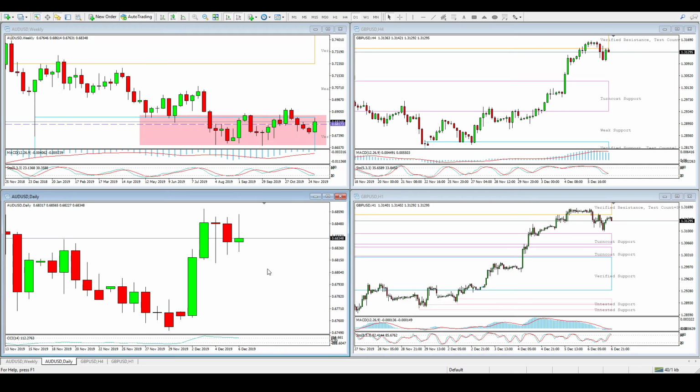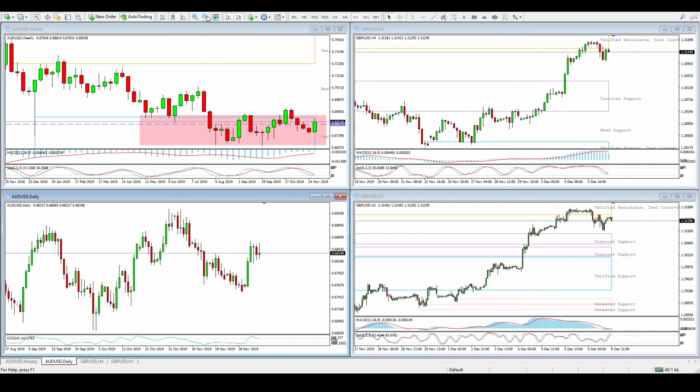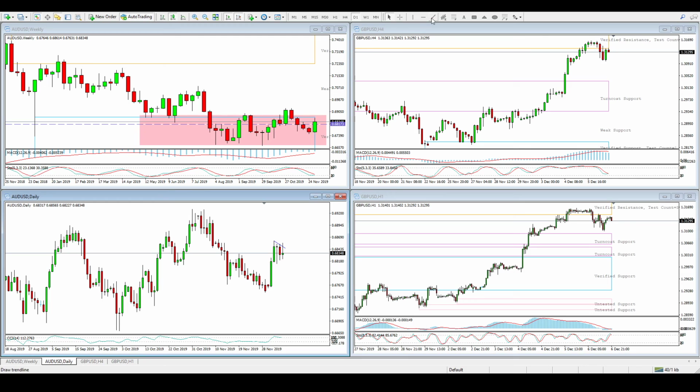Let's take a look at it on a daily chart as well, just in case we don't miss an opportunity. This is a pennant pattern right here. So as you can see, the price can break above or price can break below. So no particular decision on this. We're going to watch it as the day goes by.